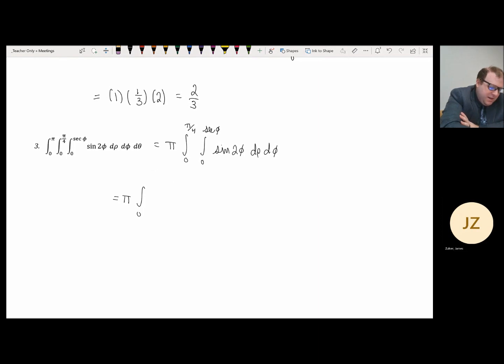Oh, not secant phi, pi over 4. Huh. Well, how are we going to do this integral?